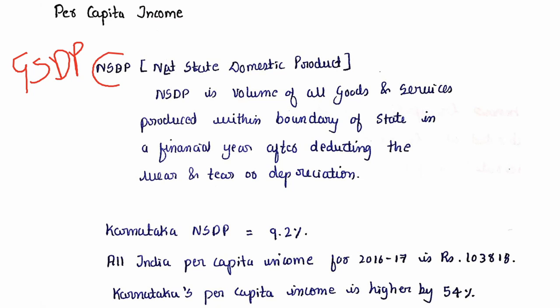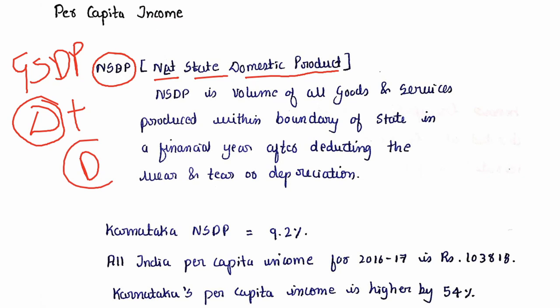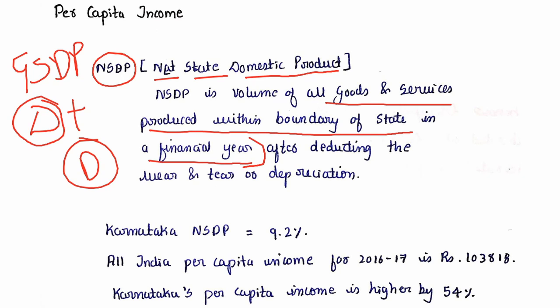Last we saw GSDP, that is gross state domestic product. Now we'll see NSDP. What is NSDP? Net state domestic product. It is similar to GSDP, but in GSDP depreciation or wear and tear is added, whereas in NSDP the depreciation and wear and tear is subtracted. So NSDP is the volume of all the goods and services produced within the boundary of the state in a financial year. This is the same for GSDP, right? But NSDP is calculated after deducting the wear and tear or depreciation.